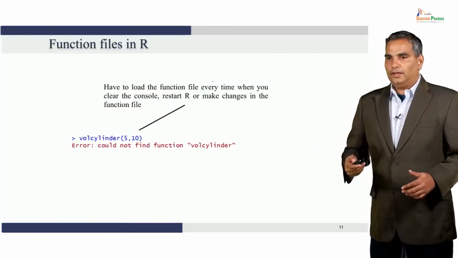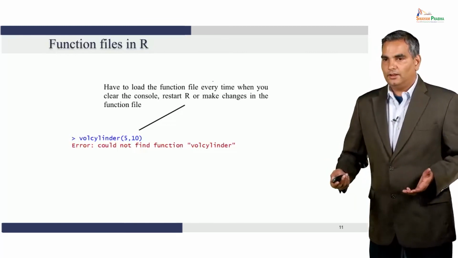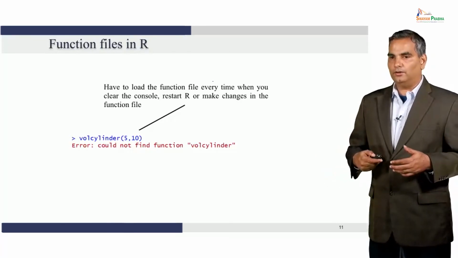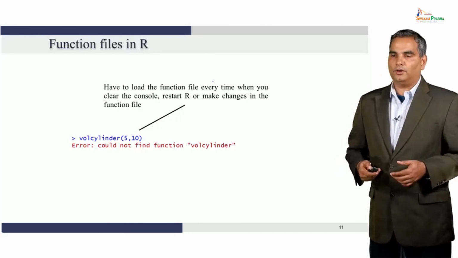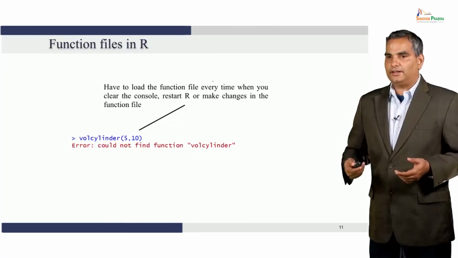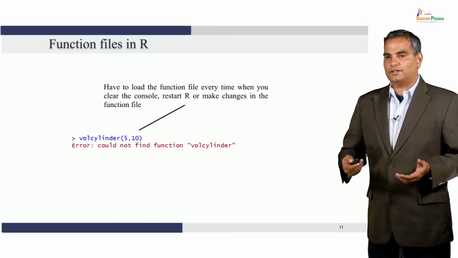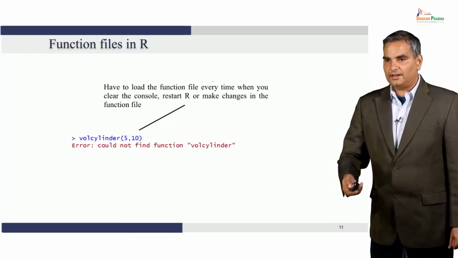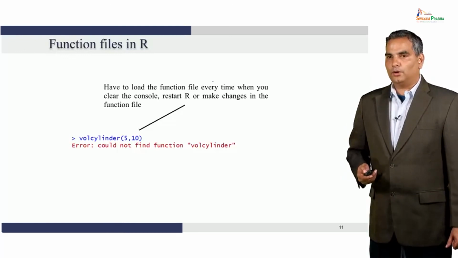Now, if you close and start a session, clear the console, and then let's say you are in the same folder and you try to run volume cylinder 5, 10, it says I cannot find volume cylinder. This is because every time you clear the console, you have to load the function again before it can be invoked. So in this case, though volume cylinder is there, it says it cannot find the function, but once you load the function, you will be able to work with volume cylinder.